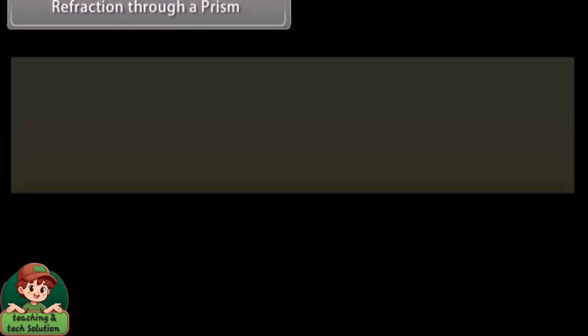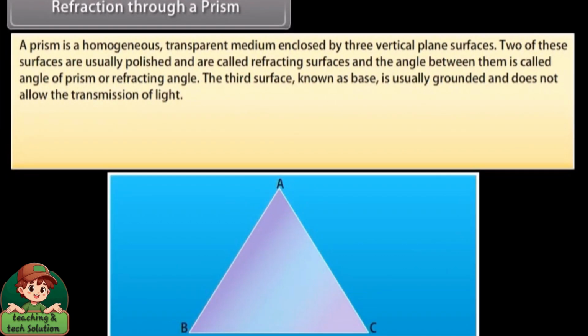Refraction through a prism. A prism is a homogeneous, transparent medium enclosed by 3 plane surfaces. 2 of these surfaces are usually polished and are called refracting surfaces, and the angle between them is called the angle of prism or refracting angle. The third surface, known as the base, is usually ground and does not allow the transmission of light. Let us consider the passage of a monochromatic light ray PQ through the glass prism ABC.